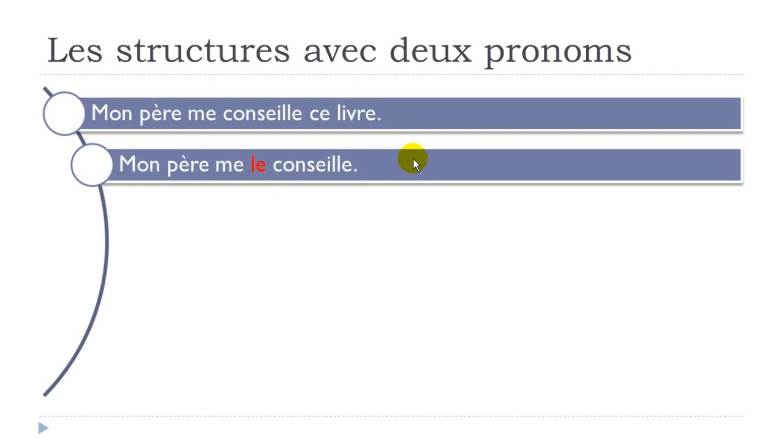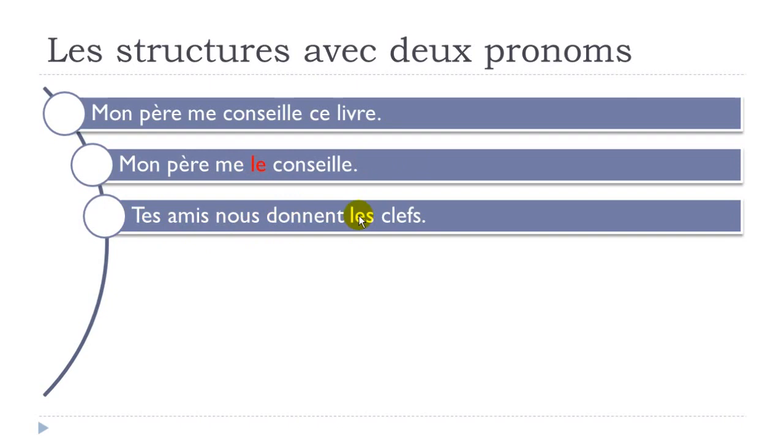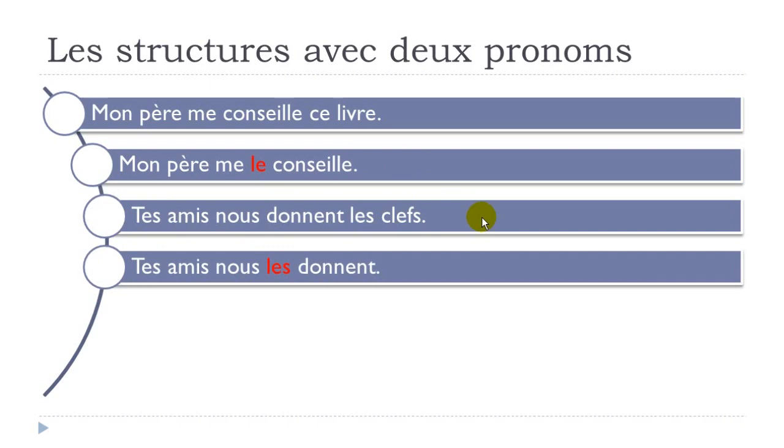Second example, tes amis, your friends, donner is to give, les clés, the keys. Okay, tes amis nous donnent les clés. So we want to replace les clés, so we should replace it with the plural form. So it's les, okay, here, les. And then remember, first nous, then les, and after that the verb. Tes amis nous les donnent.